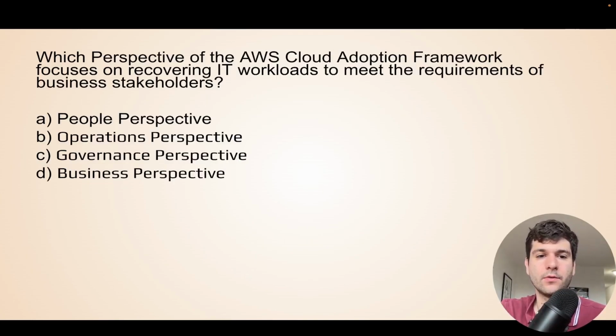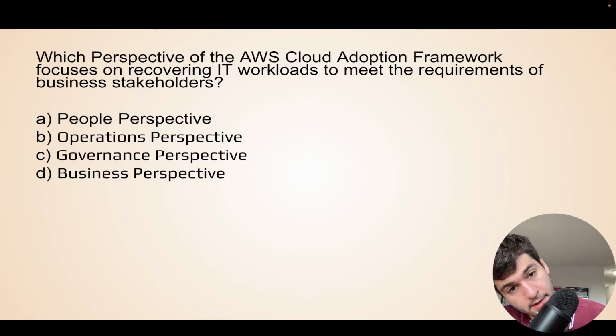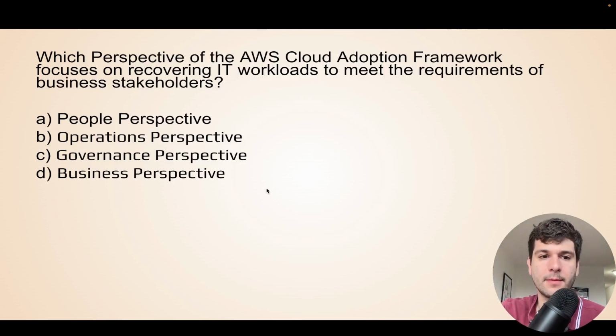Okay, next question. Which perspective of the AWS Cloud Adoption Framework focuses on recovering IT workloads to meet requirements of business stakeholders? All right, the Cloud Adoption Framework. So these are all different perspectives of that framework. So you have people perspective, which is related more with HR. Governance perspective would be like compliance stuff. And then the business perspective, I believe, would be about business goals.